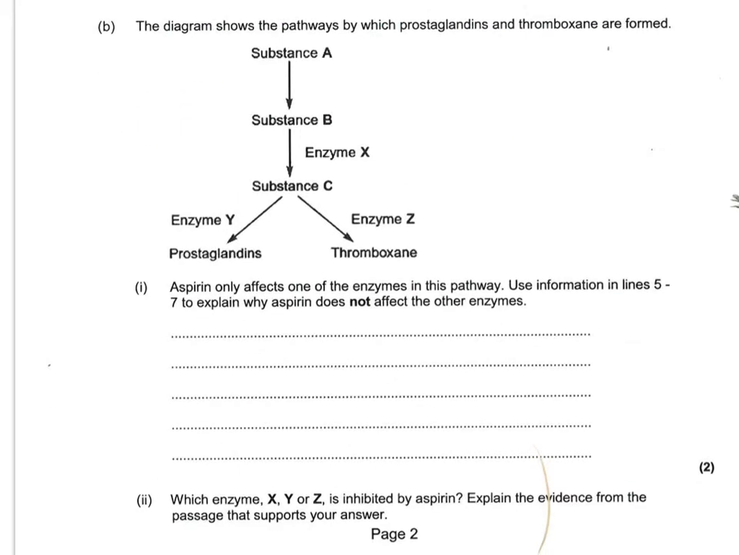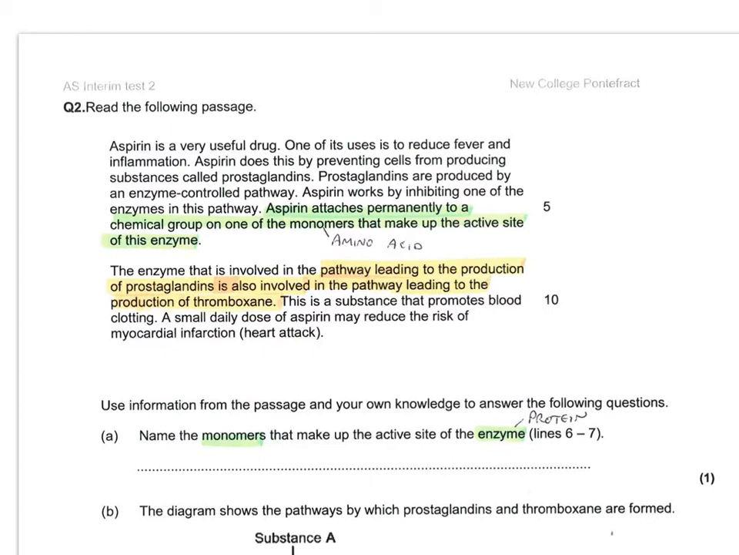The question down here is pretty tricky. So this one really is pretty hard. But use information from the text why aspirin doesn't affect any other enzymes apart from one of them. And it says here that aspirin attaches to a group in one of the monomers, so it's binding to one of the amino acids in the active site. So the amino acid will only be found in one enzyme's active site and no others, so it can't bind to any others because the amino acid is simply not in the active site for those.